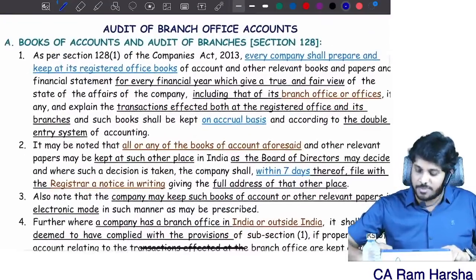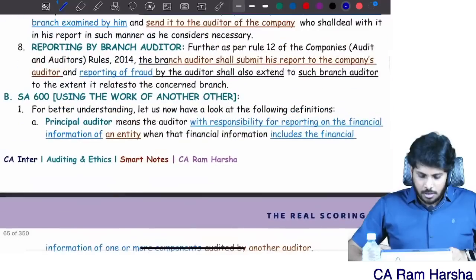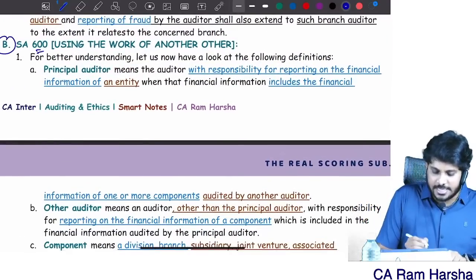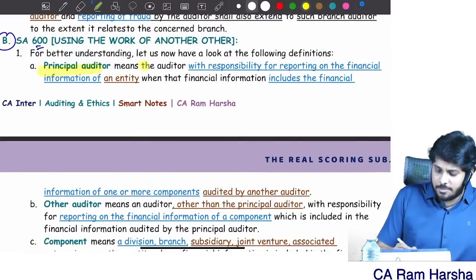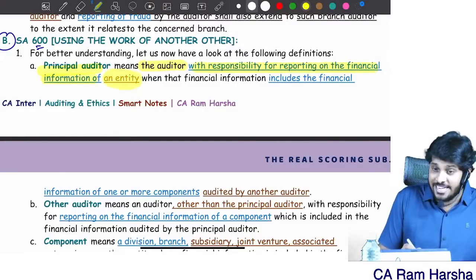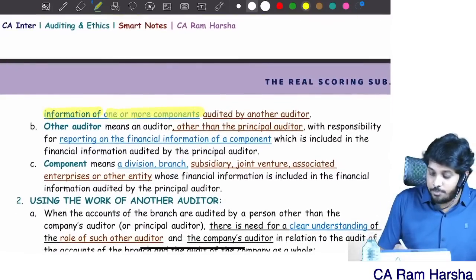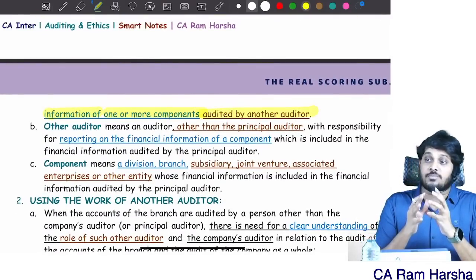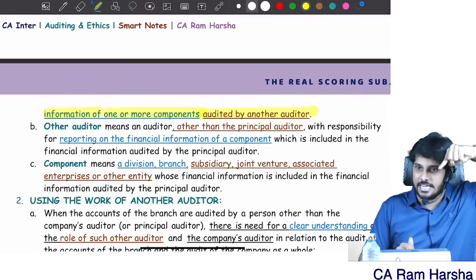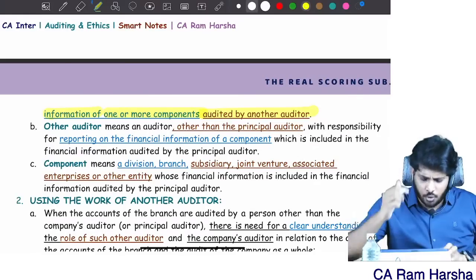You see here, audit of branch office accounts is there now. Inside that, one of the points is SA 600 related discussion. Who is the principal auditor? Principal auditor means auditor with responsibility for reporting on financial information of entity, when that financial information includes financial information of components audited by another auditor. So you are the auditor with a responsibility to report on the entity, which includes financial information of components audited by other auditor. Who is other auditor?